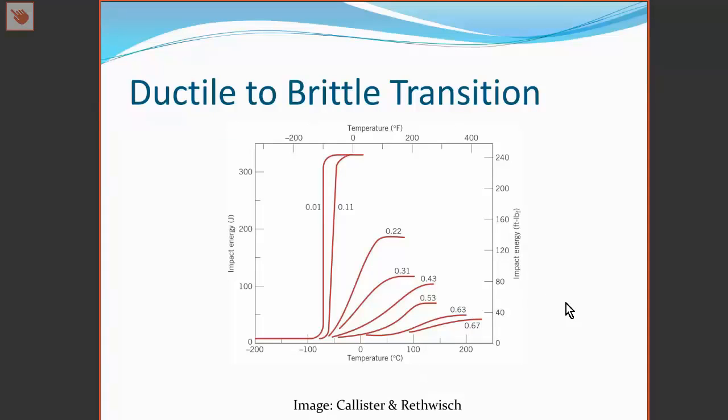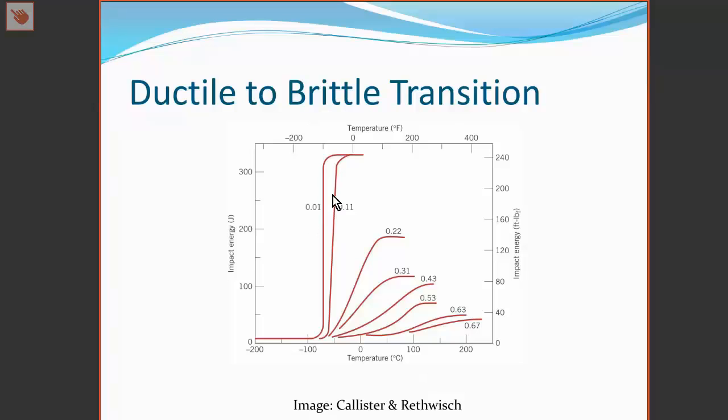Fracture toughness is also dependent upon temperature. Here we're looking at the toughness, the impact energy, versus temperature. This is for steels with different concentrations of carbon. We see that increasing the concentration of carbon from 0.01 to 0.67 makes the material harder. Harder materials are less tough because they are brittle.